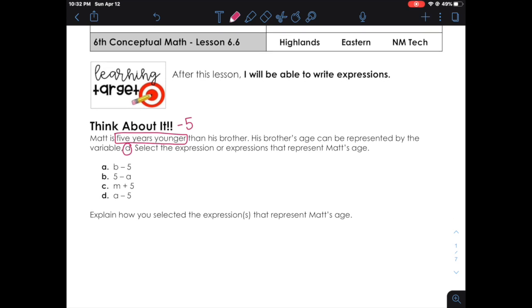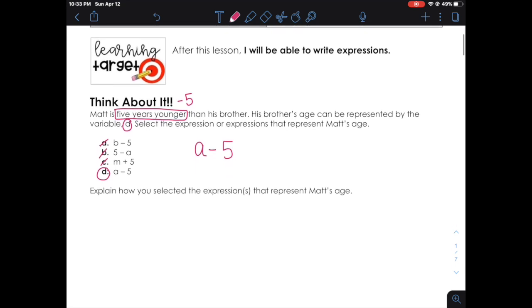So we have b minus 5. Well, it told us that our variable is a, so this looks kind of right, but it's not 100% correct. Okay, we have B, 5 minus a. Well, I said that I need to take his brother's age, a, and then subtract 5 from that since he's 5 years younger. So that doesn't work. M plus 5, that doesn't work. A minus 5 is what looks good for this expression.